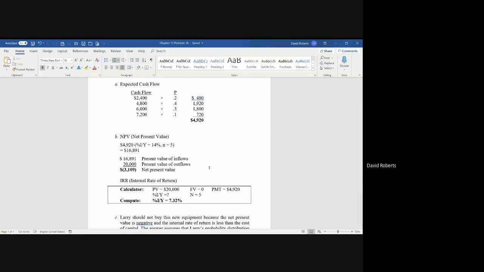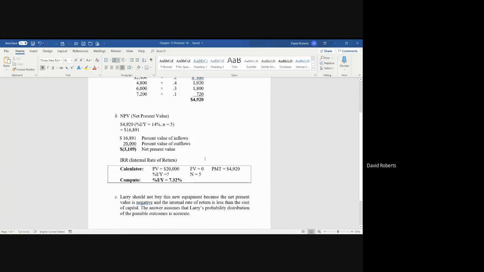You can see that in part B, you then put that into your calculator, or you can of course use Excel. And the payment would be $49.20. The interest rate would be 14%. N would be 5, and you calculate PV. The present value of those 5 years of cash flows discounted at 14% is $16,891. You then subtract the present value of the outflows, and you wind up with minus 3,109, and you find that it's a negative, which means you would reject the project.